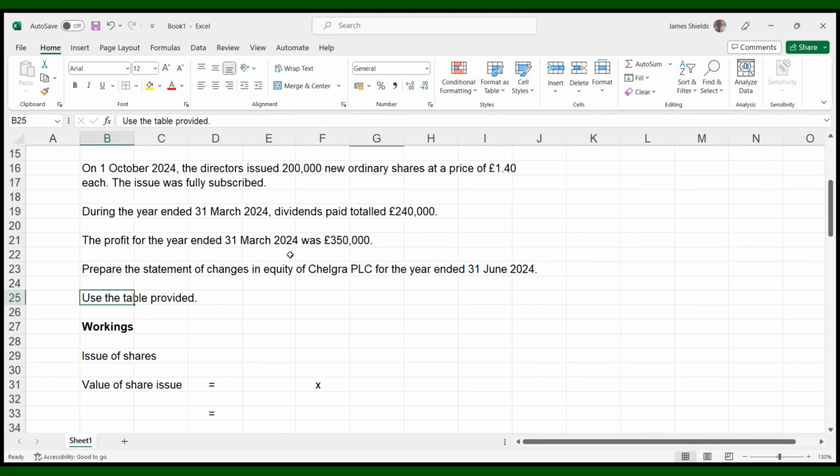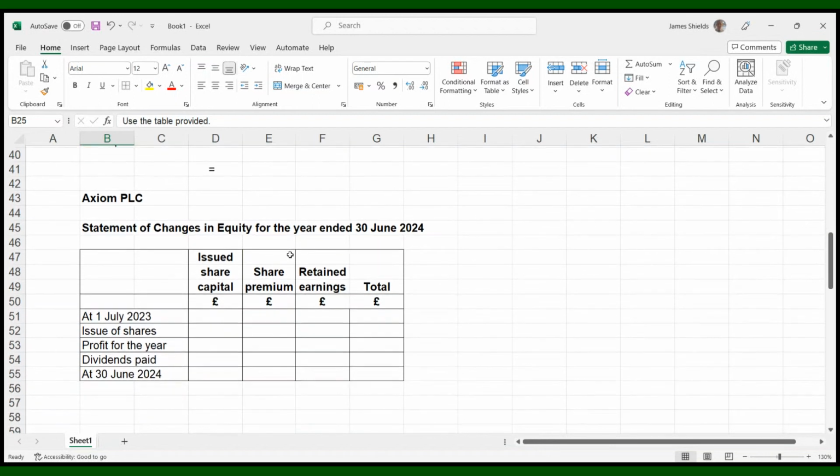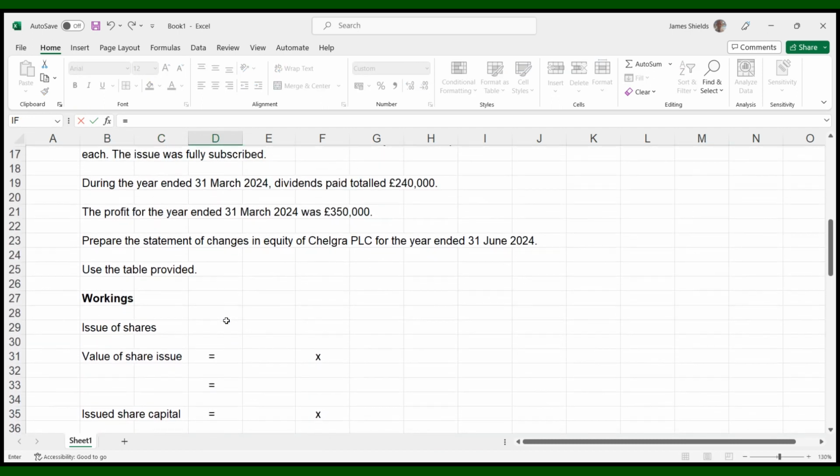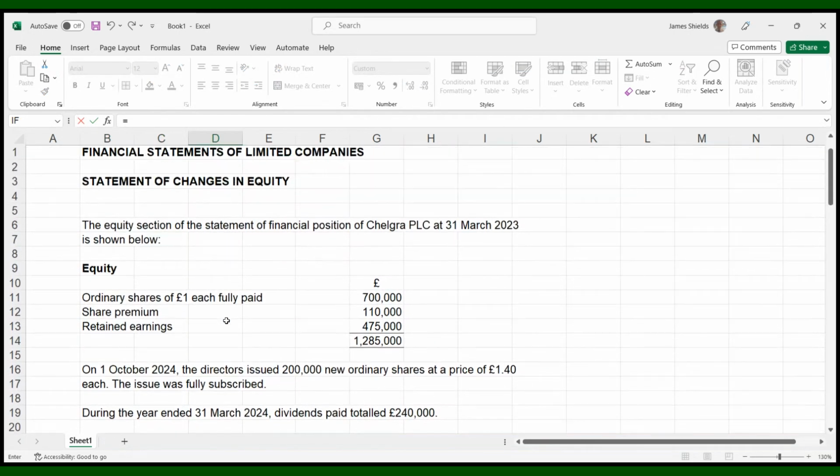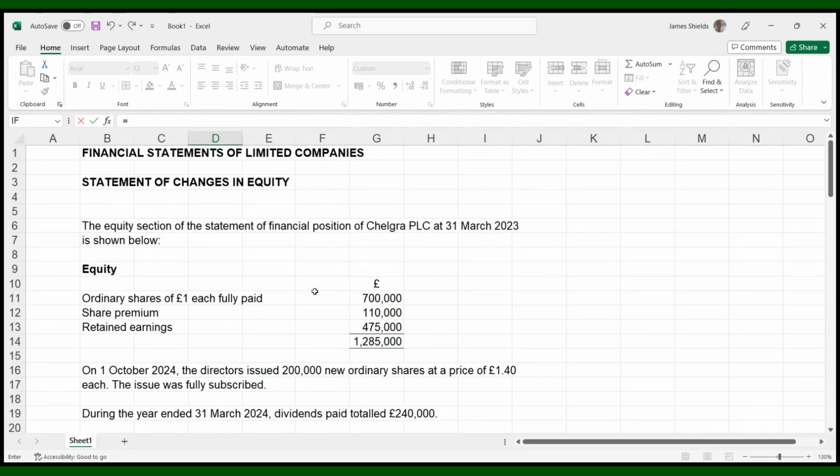Now before I do that, I'm going to fill in the top row of the statement of change in equity. The balance is at the 1st of July 2023. Now they're going to come directly from your information in the question from the equity section. So your issued share capital is your ordinary shares of £1 each fully paid. So that's going to be £700,000.